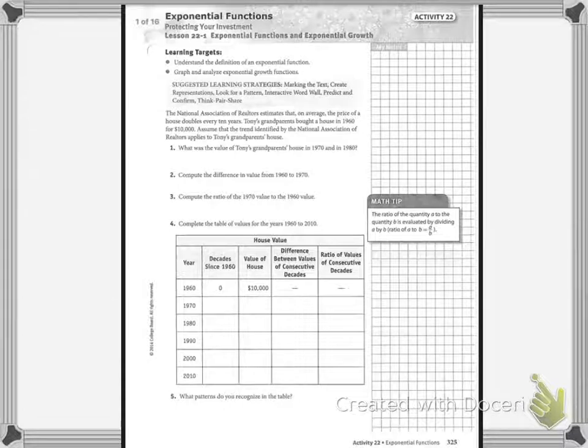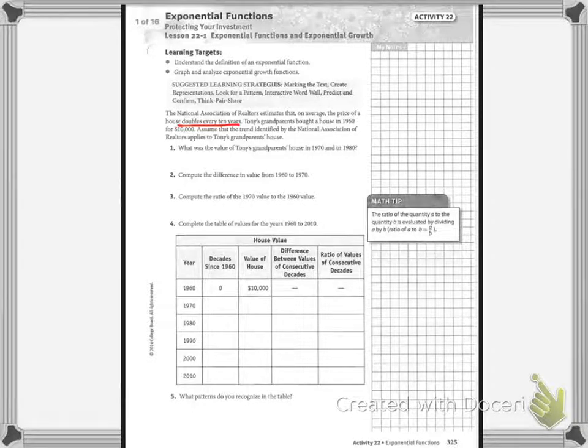The thing to remember about exponents is that they're either going to increase or decrease really, really fast, because it is exponential. So we're going to look at this situation here. The National Association of Realtors estimates on average the price of a house doubles every 10 years. Tony's grandparents bought a house in 1960 for $10,000. Assume the trend identified by the National Association of Realtors applies to Tony's grandparents' house. What was the value in 1970 and in 1980?